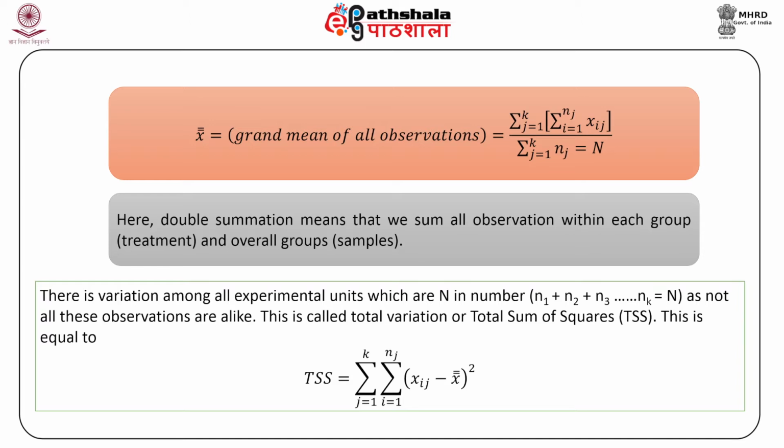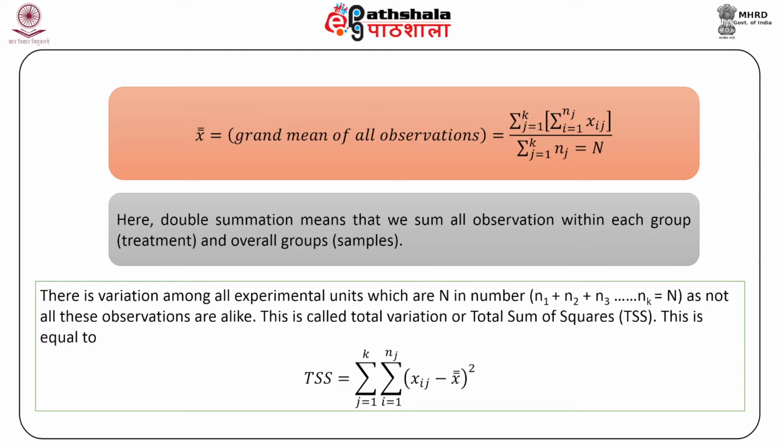All of this numerator divided by summation nj, where j varies from 1 to k, and this is equal to capital N. Please remember, we have already said that the sum total of all nj's is equal to capital N. So here double summation means that we sum all observations within each group, which means treatment, and over all groups, which means samples. So in the above table, we can identify three types of variations.